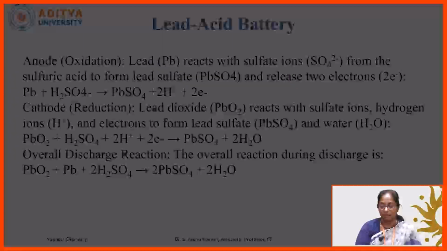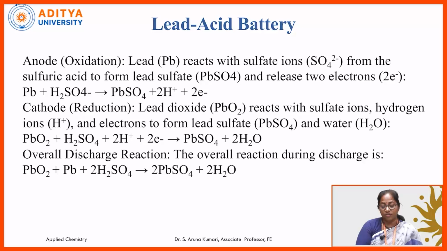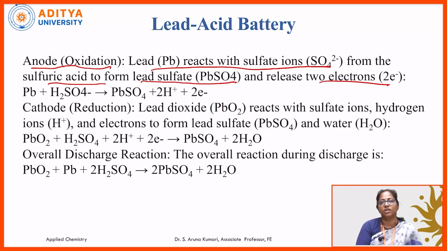So, here we see the oxidation and reduction reactions taking place. At the anode, where oxidation takes place, lead reacts with the sulfate ions from the sulfuric acid to form lead sulfate and release 2 electrons. So, during the oxidation reaction, lead combines with the sulfuric acid to form lead sulfate, giving away 2 hydrogen ions and electrons.